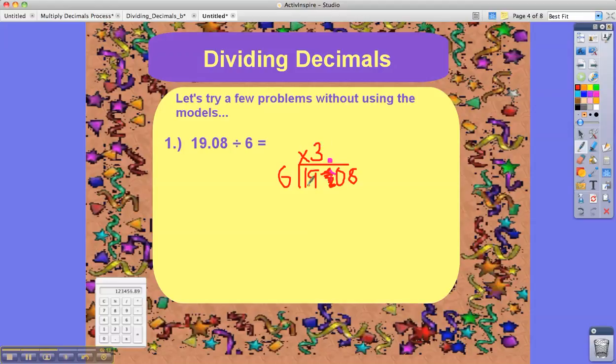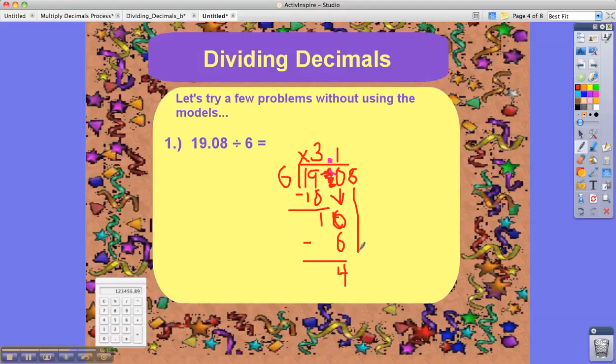3 times 6 is 18. So we bring the 18 down here, and we subtract. 19 minus 18 is 1. The decimal should have been here, but like I said, since we already put the decimal in our answer, it doesn't matter. We're just going to bring down the 0. 6 goes into 10 one time. So notice I'm putting this 1 right above the 0. Make sure you're lining that up. 6 times 1 is 6. And 10 minus 6 is 4.